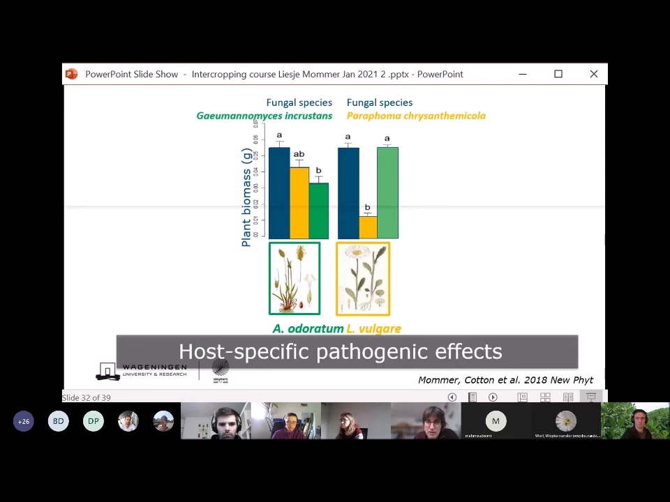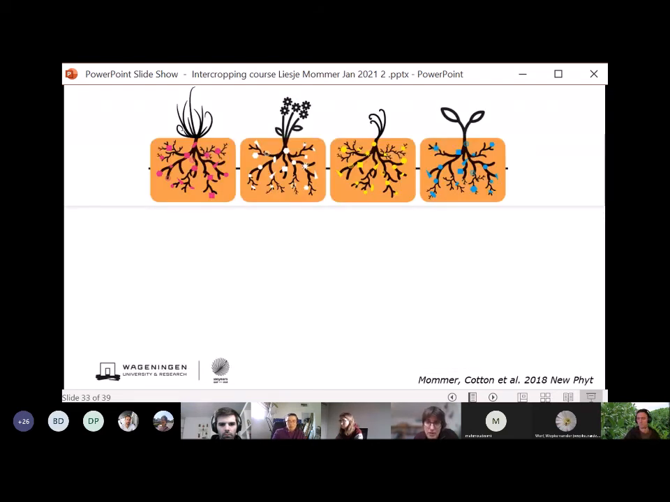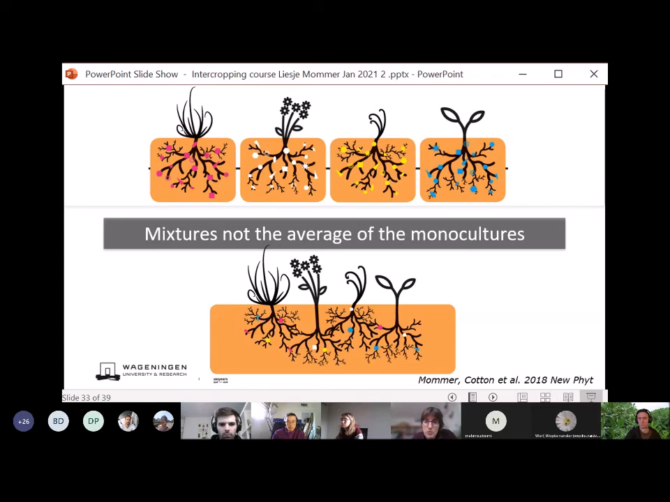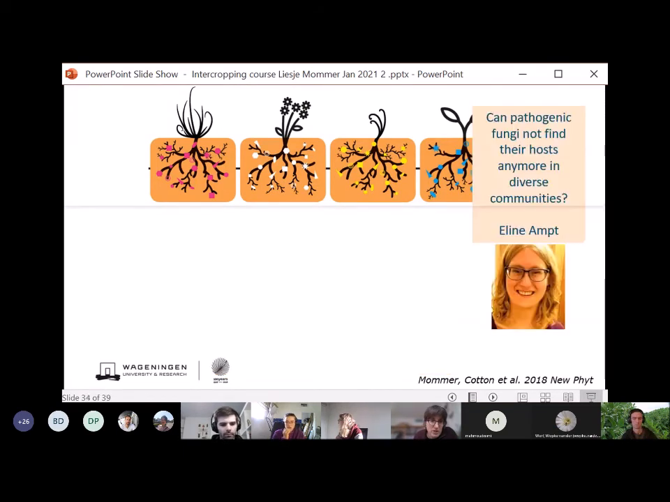And then, if you start looking at the mixtures, what we find is that the fungal communities in the mixtures are not the average of the monocultures. So it seems as if we are losing these pathogens that are important in the monocultures. But this was only one study, and in my research group, among them is Eline Amt, she's also here in the course, we are trying to figure out how that works, and also how that would work in intercropping systems.